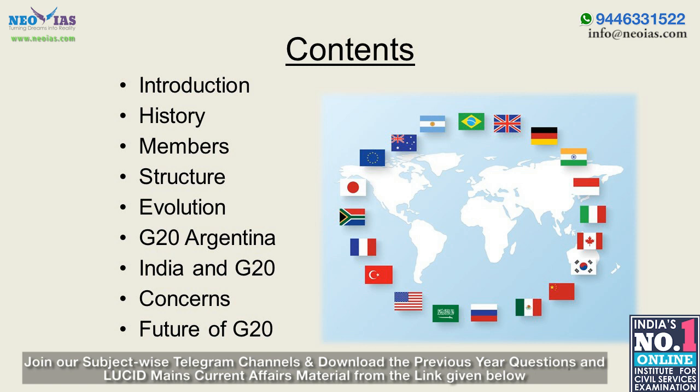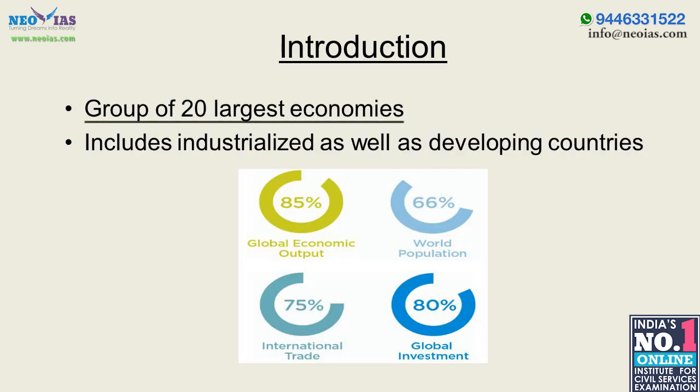First of all, let us see what the G20 actually is. The Group of 20 is a forum of the top 20 big economies in the world. These 20 members include 19 nation states and the European Union. Unlike the G7, the G20 consists of both industrialized as well as developing countries.